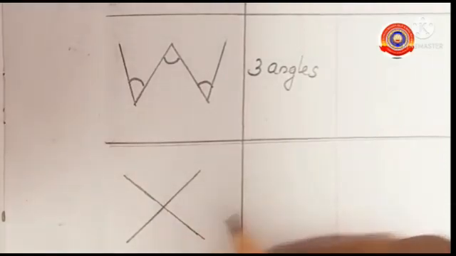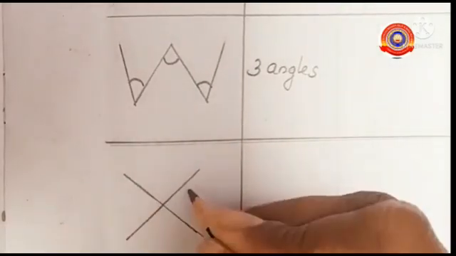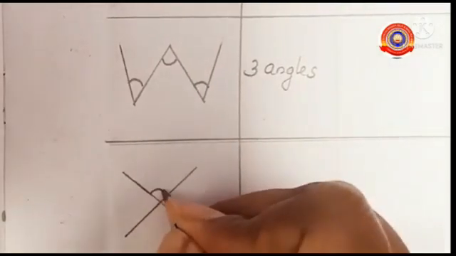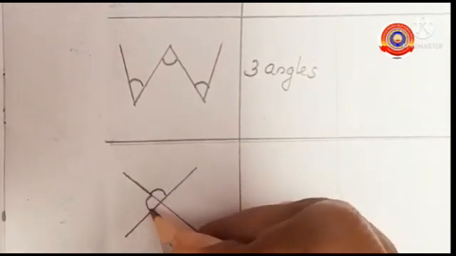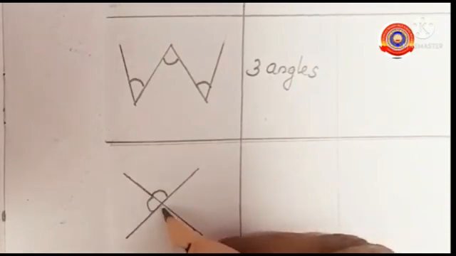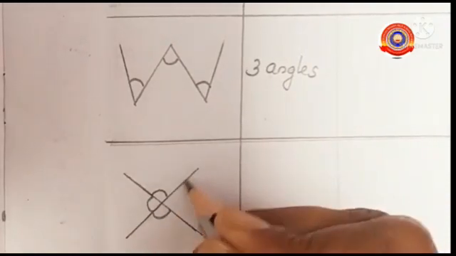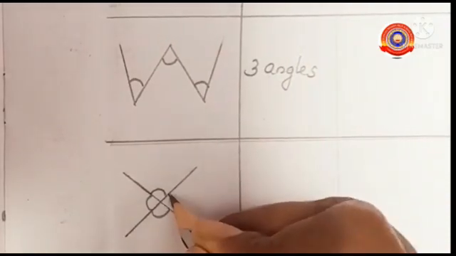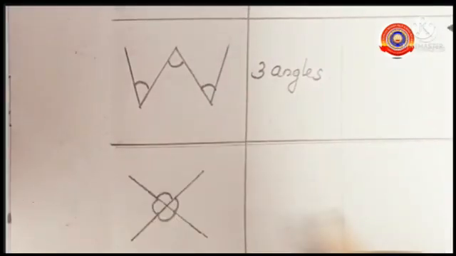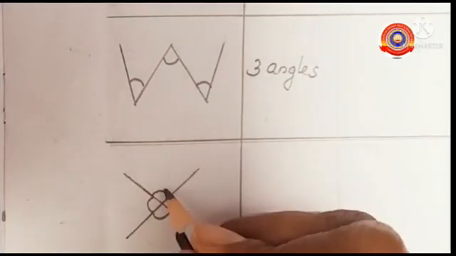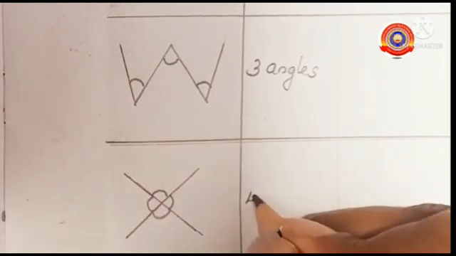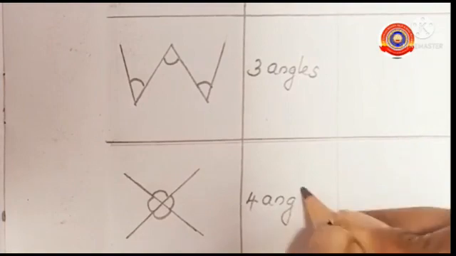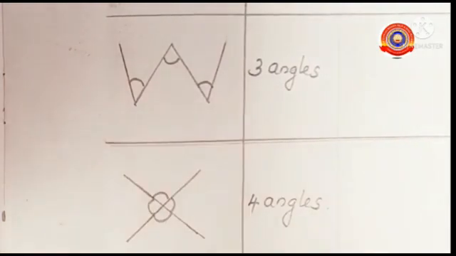In this letter X, these two lines join together to form an angle. These two lines form an angle. These two lines form an angle. And also these two lines form an angle. Let's count its number of angles. 1, 2, 3 and 4. So the letter X has 4 angles.